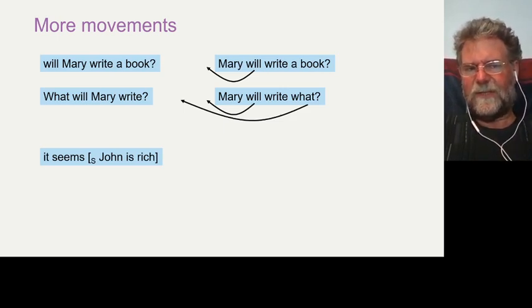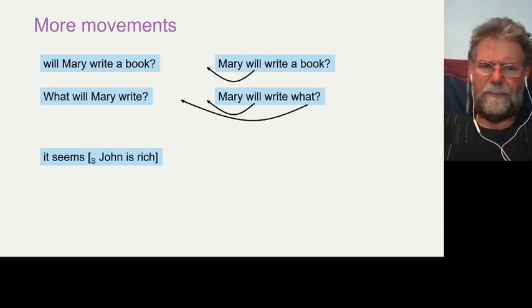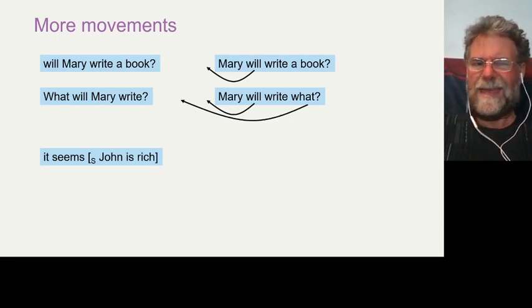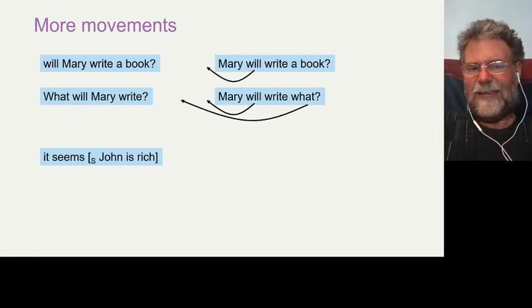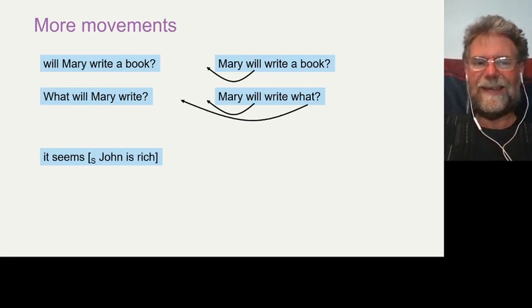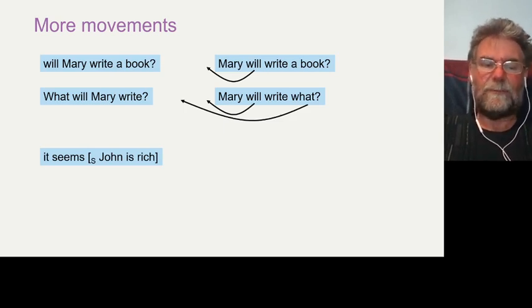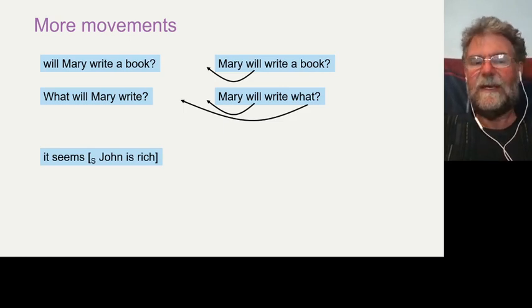But note that the subject of seem is a bit odd because that it there doesn't mean anything. It's not a sort of referential it pointing to some object or something. This it is just simply sitting there in the subject position. It's what we call a pleonastic subject, a subject without any meaning. It seems to be there because, well, English requires there to be subjects of sentences. Seem, however, as a verb, doesn't have a meaningful subject of its own.